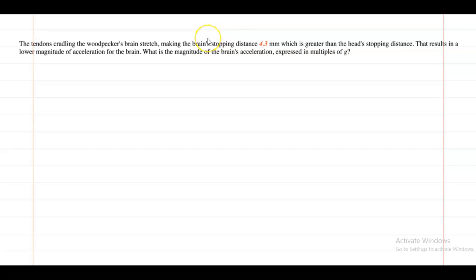The tendons cradling the woodpecker's brain stretch, making the stopping distance 4.3 millimeter. Now you're talking about the woodpecker's brain. So you're told that the woodpecker's brain travels a distance different from the head, for safety reasons. So we can put that xb equals 4.3 millimeter.